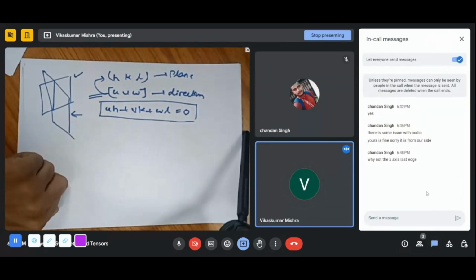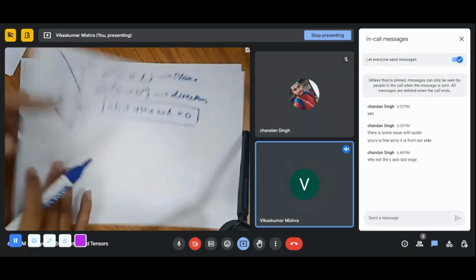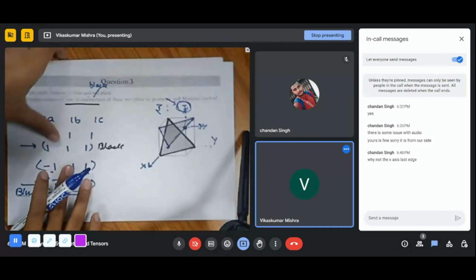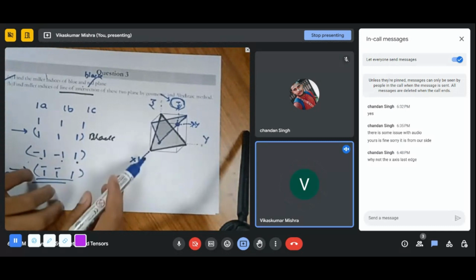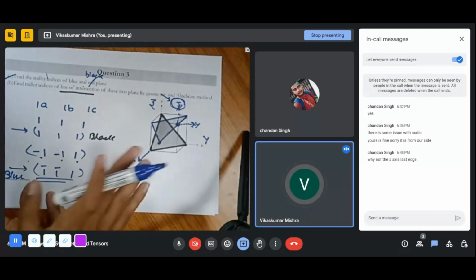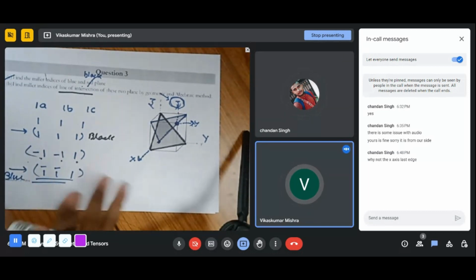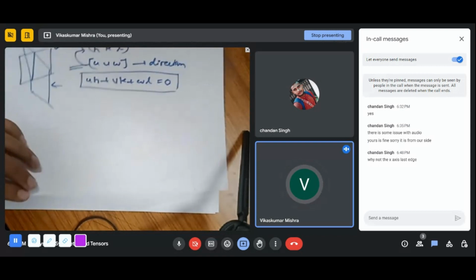Why not the x-axis last H? Sorry, I did not see the comment. Okay, you are asking about this particular thing, why not the x-axis last H? Sorry, I did not get your question. Can you clarify? If you are able to unmute yourself, that would be really great, because I am not able to understand the question. Okay, meanwhile we will proceed with this question.